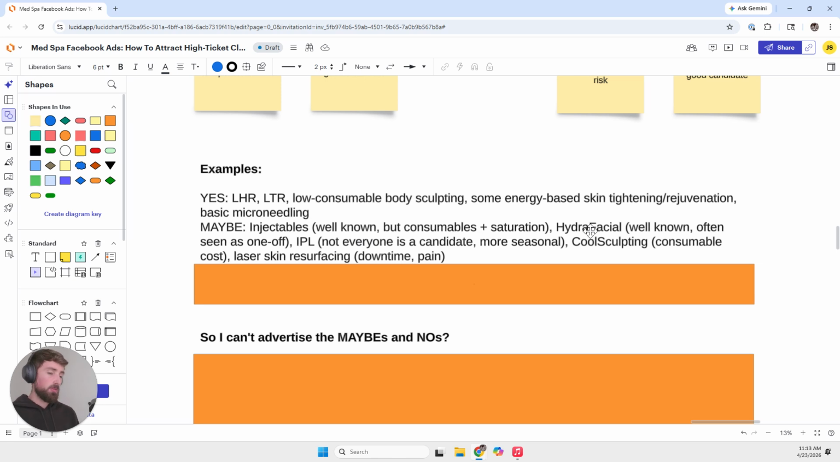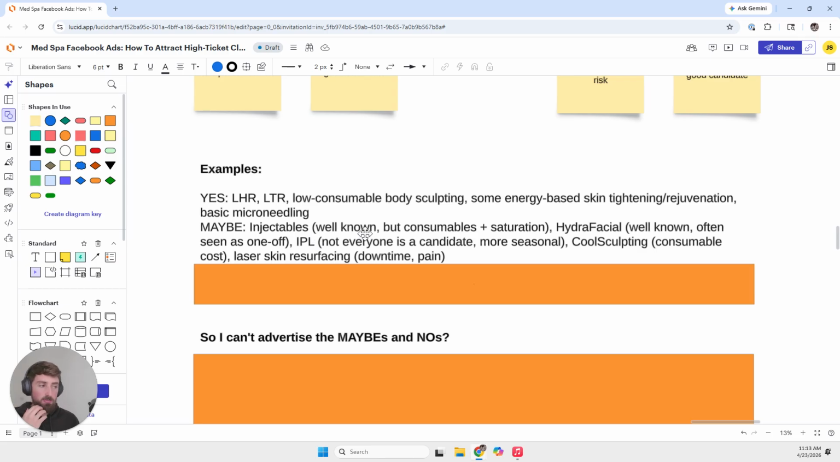Hydrofacials are a maybe. The only reason is because, again, they're pretty well known, but they're often seen by most people as a one-off type treatment. It's like, I get it one time and then I don't need it again, or I'm going to wait a year until I get it again. And so it's a little bit harder to, quote unquote, sell that on the front end.